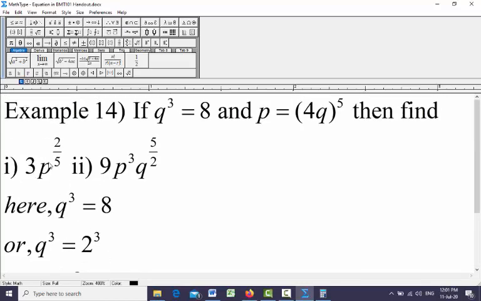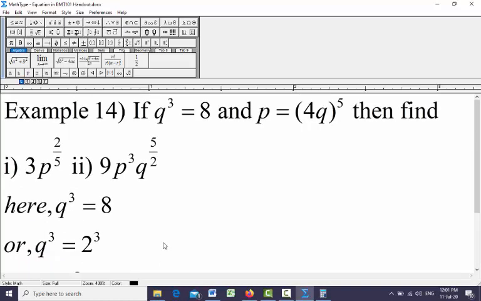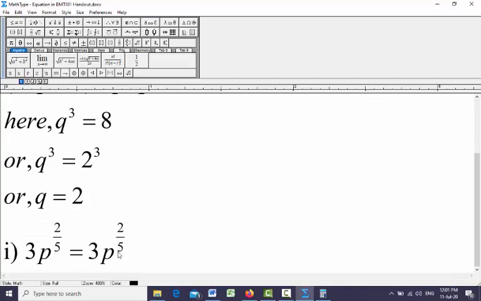The first question was asking us to find out the value of 3P to the power 2 by 5. Right. So let's solve it directly. Let's not find the value of P individually. So instead of P, we will bring this one here. The value of P is this one. So instead of P, we can write this one.